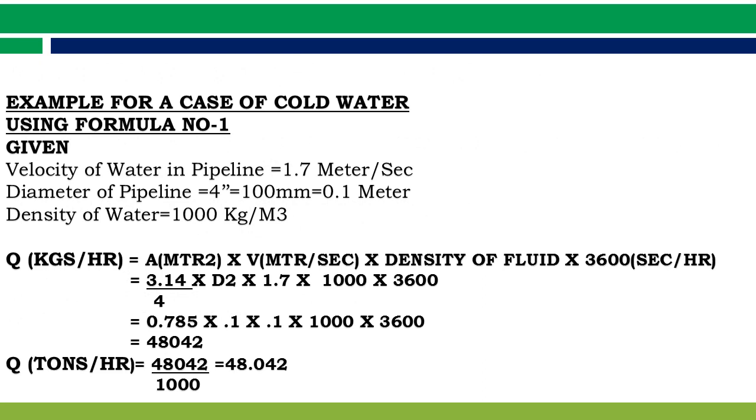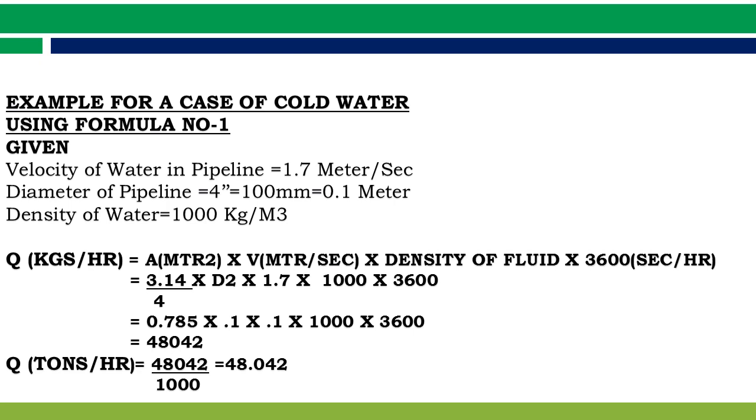Example for a case of cold water using formula number 1. Things given: velocity of water in pipeline 1.7 meter per second, diameter of pipeline 100 mm, density of water 1000 kg per cubic meter. Find Q. First we will calculate in kg per hour, then we will convert it into tons per hour.